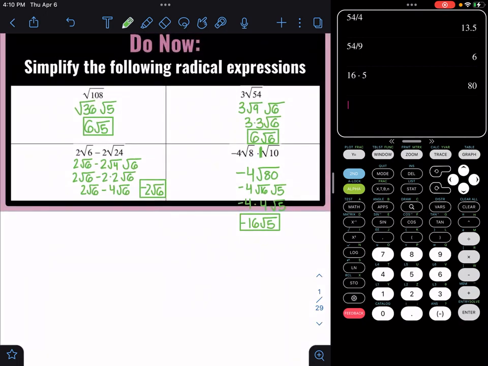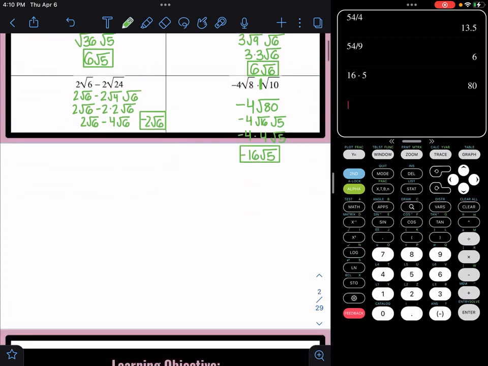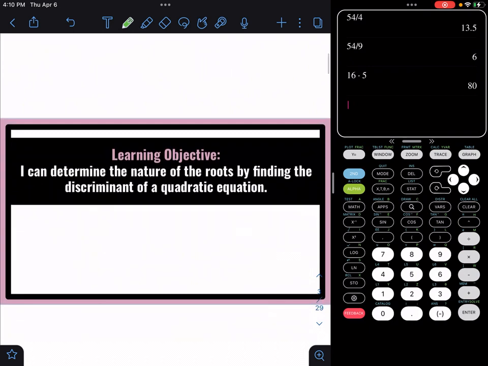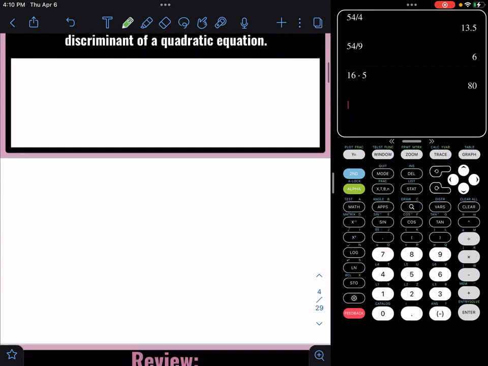Alrighty, for today's lesson, we're not going to do any of this simplifying, but we will in tomorrow's lesson, so it's important for us to know how to do it. Alright, so today we are going to learn how to determine the nature of roots. Remember, other names for roots are solutions, or zeros, or x-intercepts. And we're going to find out, will there be 1, 2, or no roots?